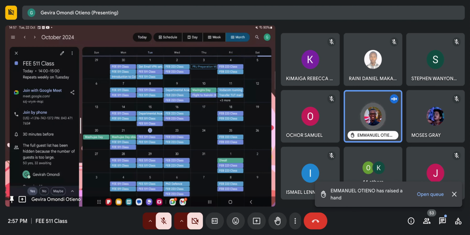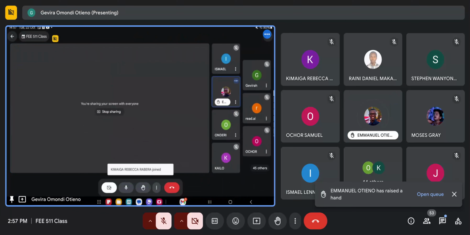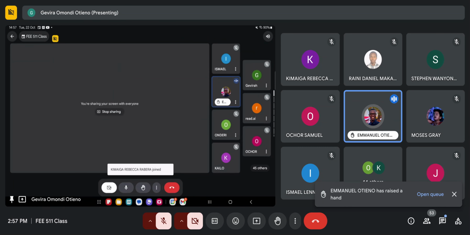I have a question. Yes, please go ahead. I was asking if our system has more than 2 poles, how do we determine the dominant pole?